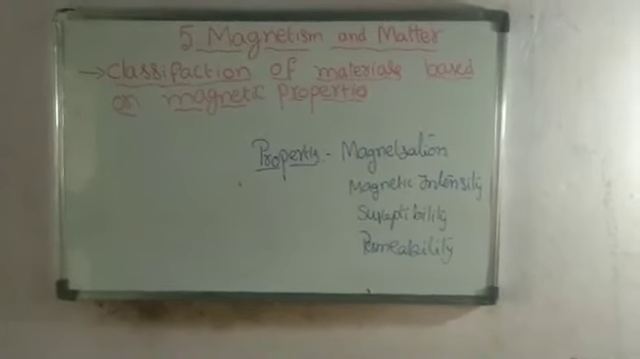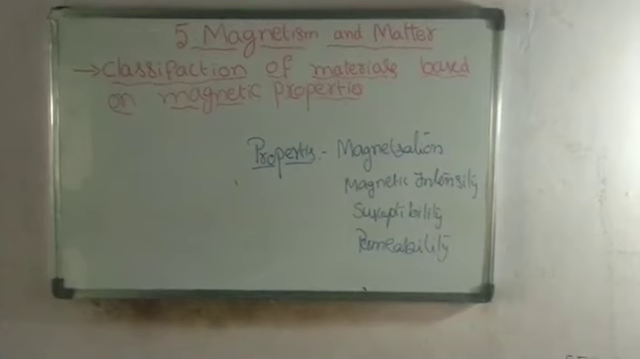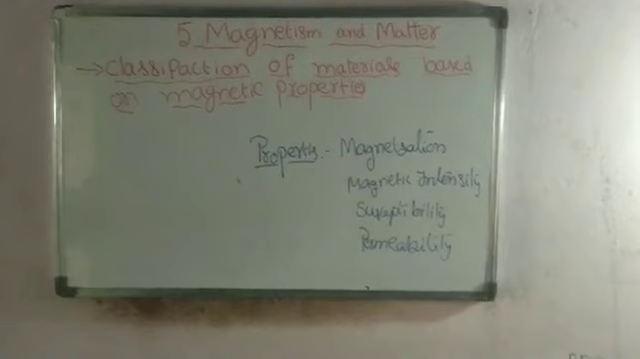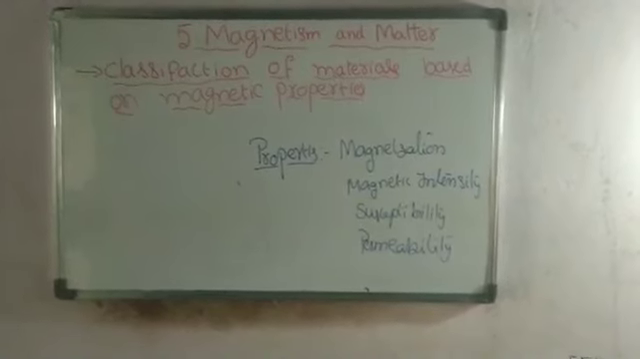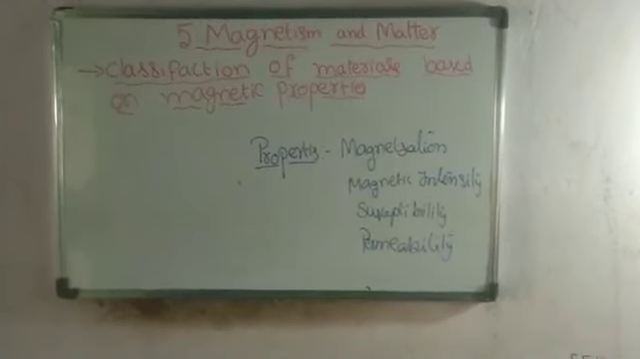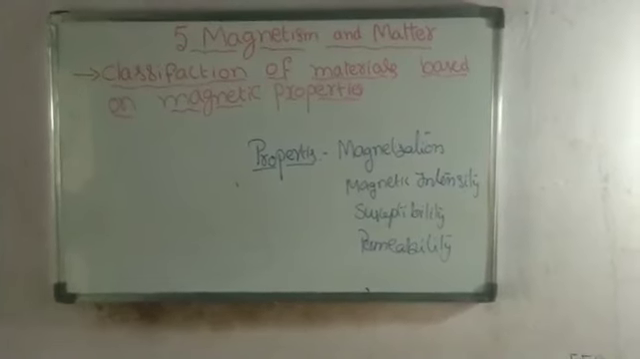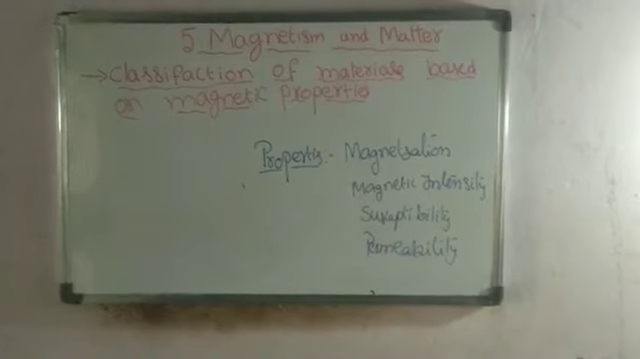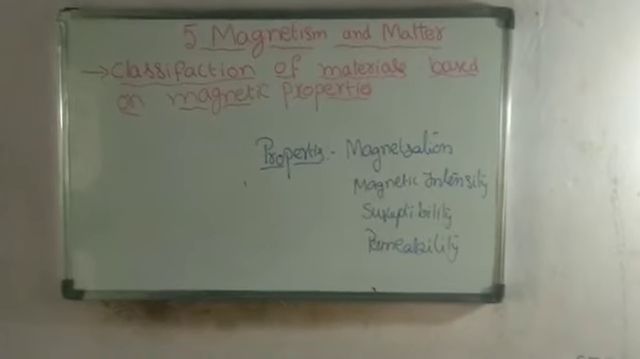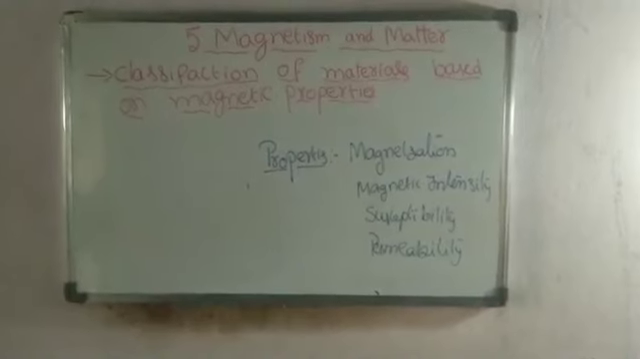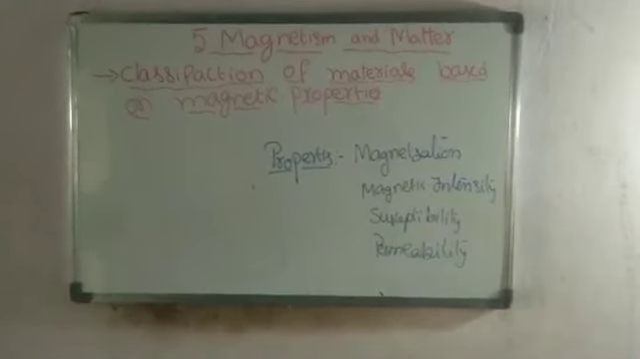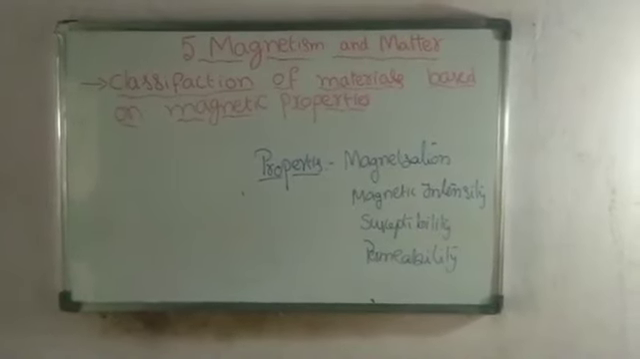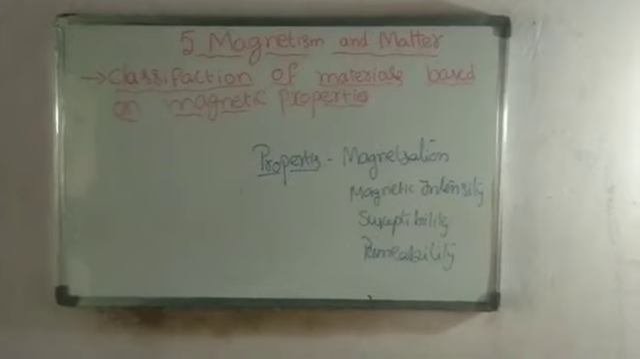First property is magnetization. What is magnetization? Magnetization is the net magnetic dipole moment per unit volume. And the next one is magnetic intensity. What is the magnetic intensity? Magnetic intensity is nothing but the change of the magnetic field with respect to the permeability.